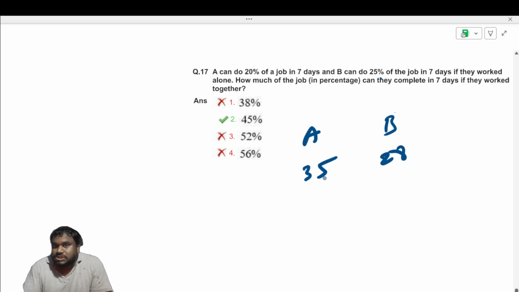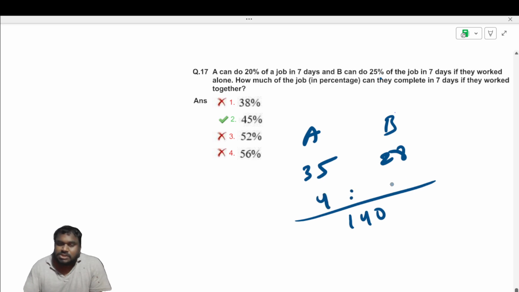LCM of these two, see, take 35. 35 into 2, 70. 70 won't be divisible by 28. 35 into 3, 105, no. 35 into 4, 140. So 140 will be divisible by 28. So the LCM is 140. This is 4 times 35, and this is 5 times 28. So 4 and 5 are their efficiencies, and 140 parts of work.